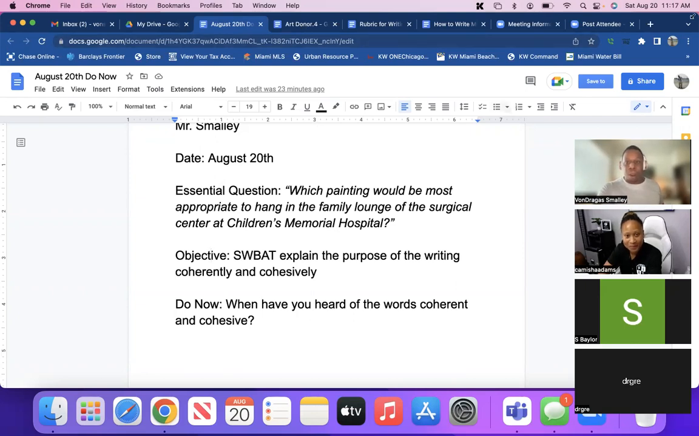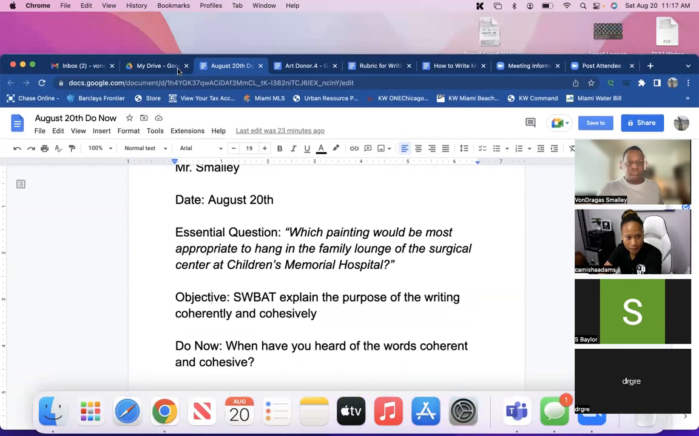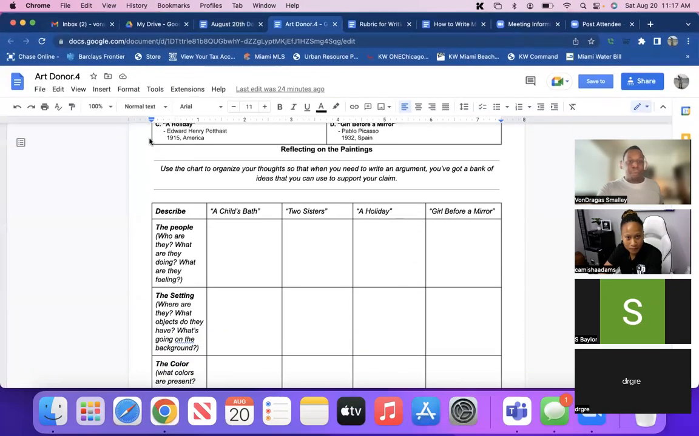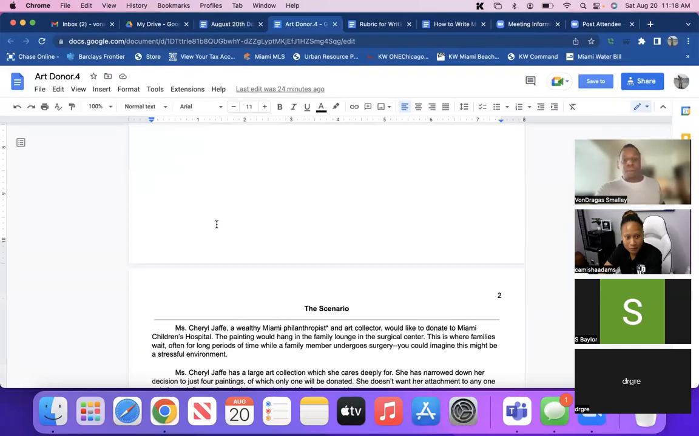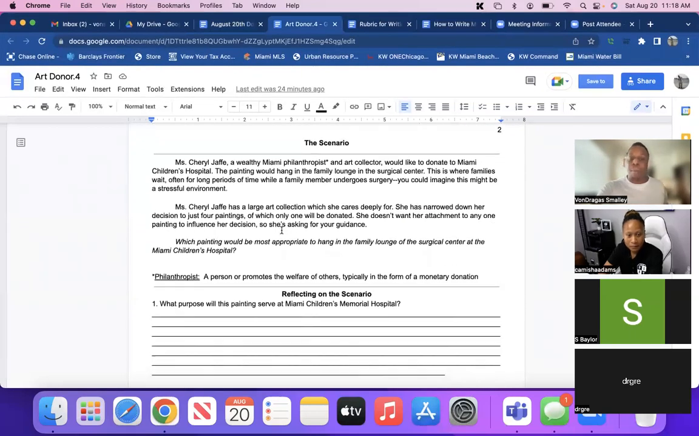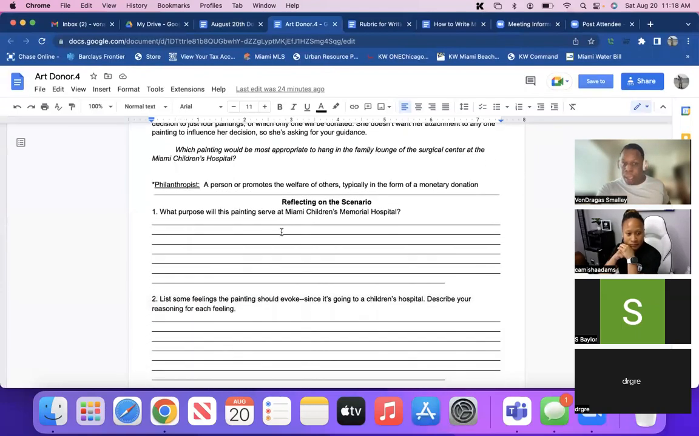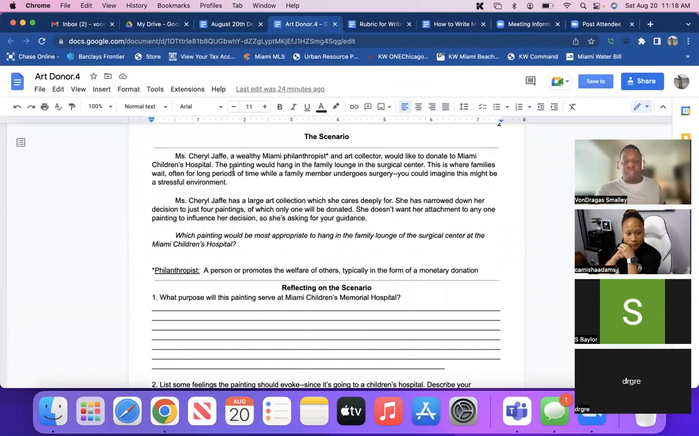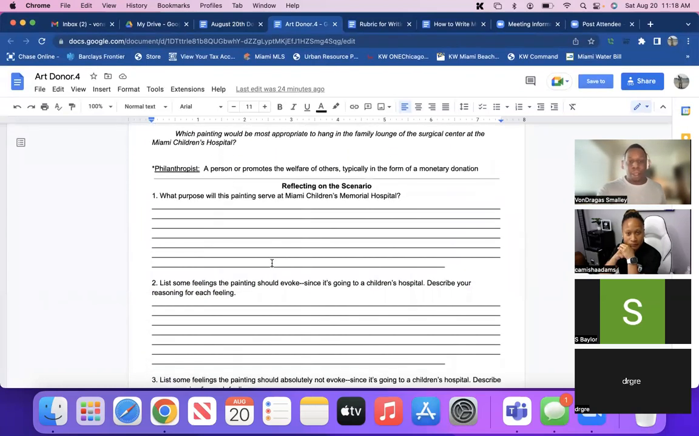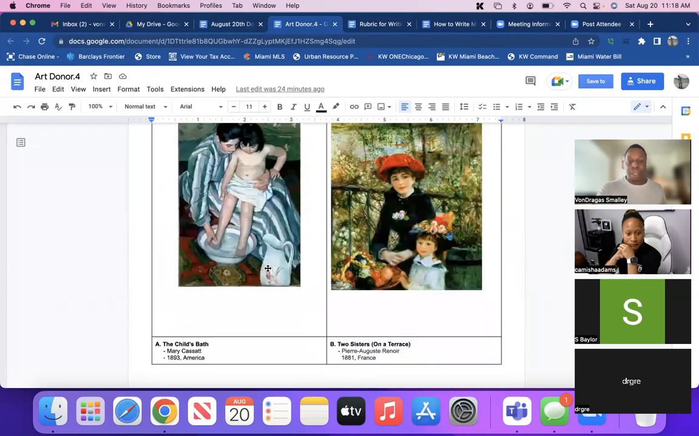So the actual art donor, sorry. It's a packet, and I created this where essentially we go over probably a page or two a day. I show you how to do short answer. You start off with Miss Cheryl Joppy, a wealthy philanthropist. So you're going to go through this, and essentially we're going to learn how to analyze these 4 paintings.